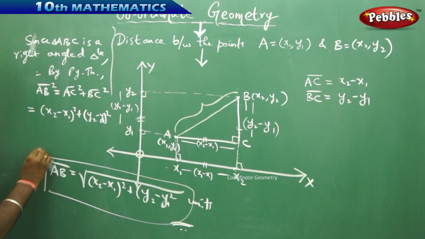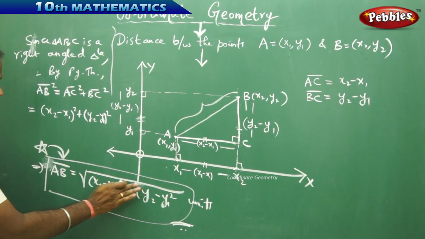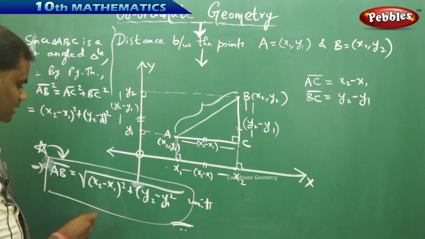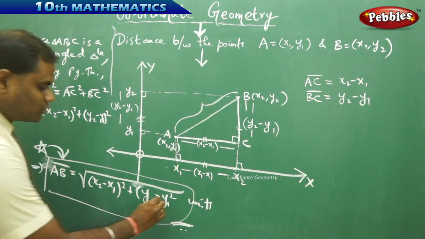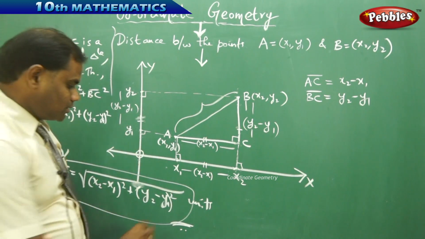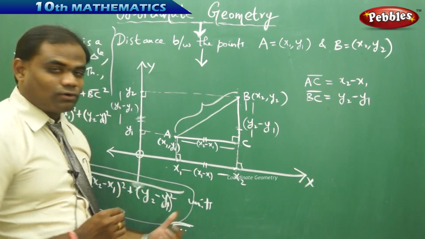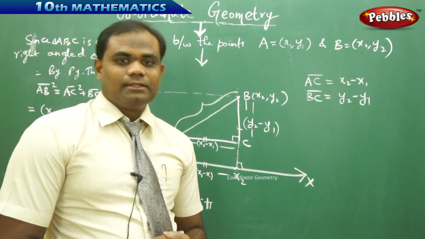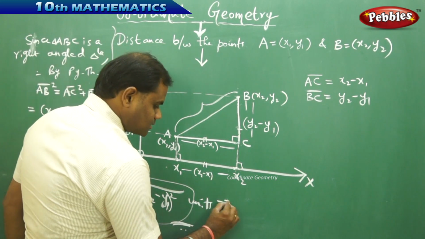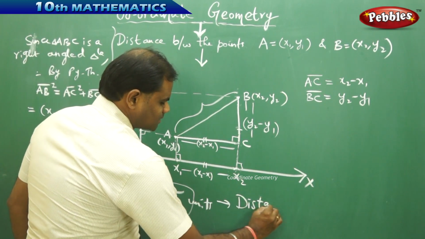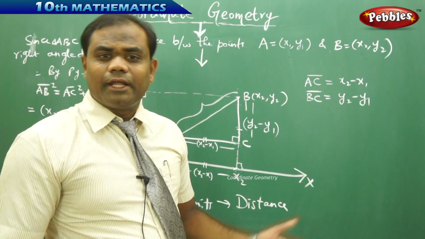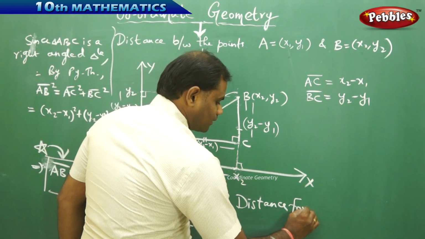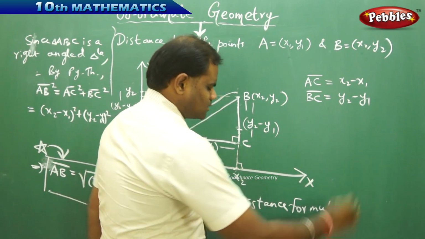So the formula says that the distance between 2 points A and B is given by the formula root of (x2 minus x1) whole square plus (y2 minus y1) whole square units, which is the derived formula for the distance between 2 points. Note that this formula is called the distance formula, which helps us in finding the distance between any 2 points on the real xy coordinate system.